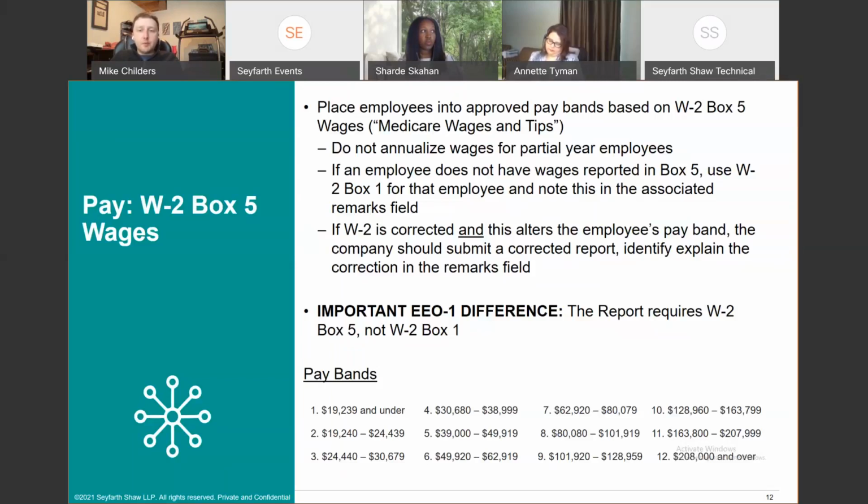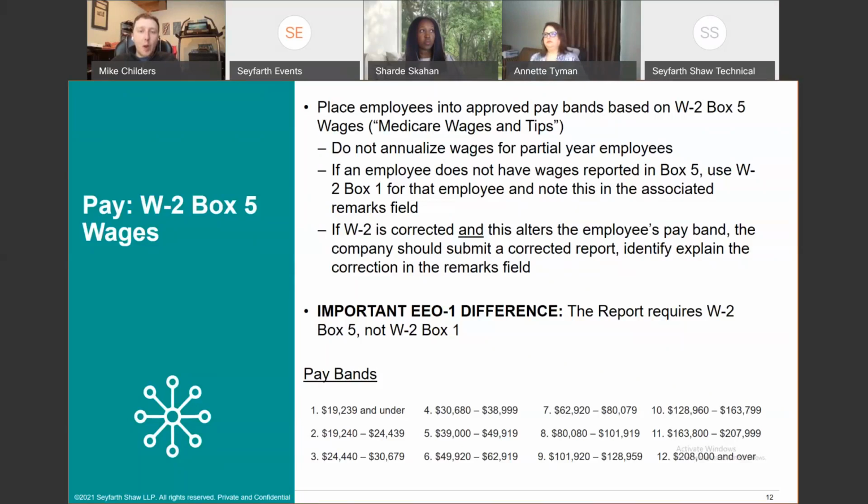There are going to be some categories of employees, certain types of visa workers, that may not have Box 5 wages. If that's the case, you're going to use Box 1, and in the comments or remarks field for that grouping, you're going to note that there were some employees who were reported with Box 1 wages as opposed to Box 5 wages.